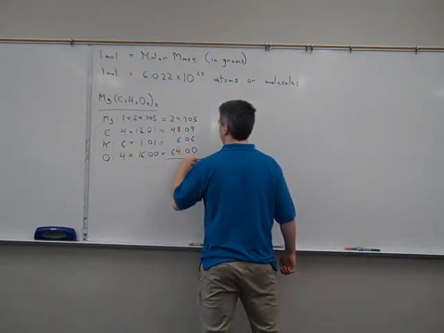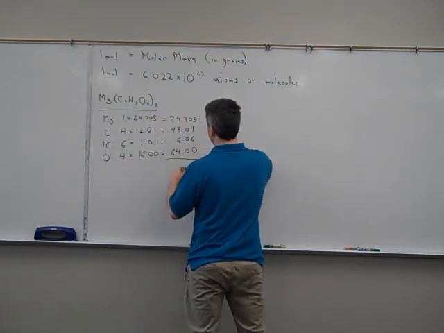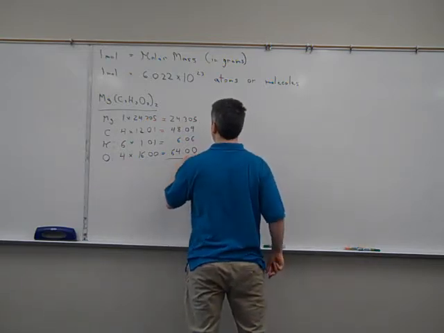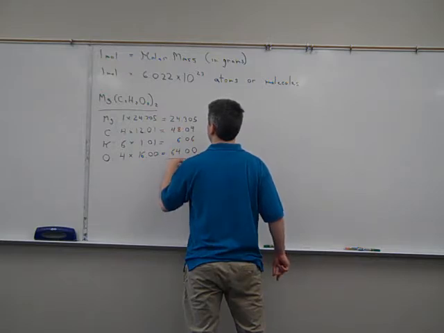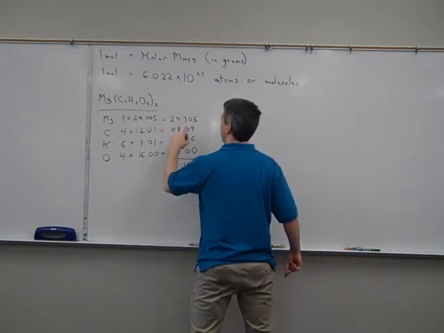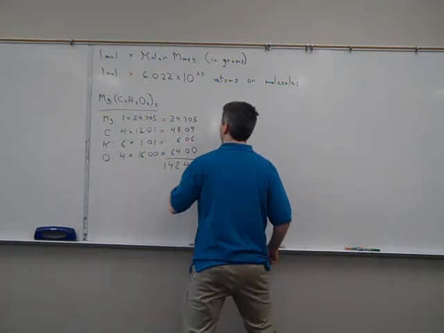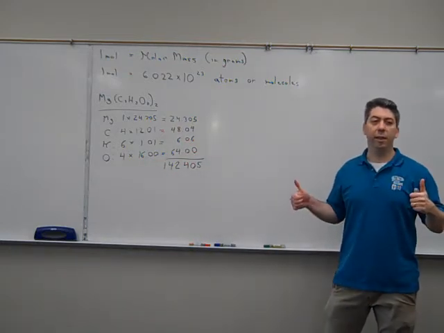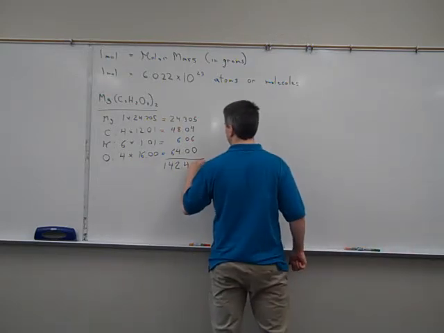Add those up. Whoa, whoops. Little mistake there. Okay, 142.405. Did we get that for the molar mass? Good deal. Here's our grams per mole.